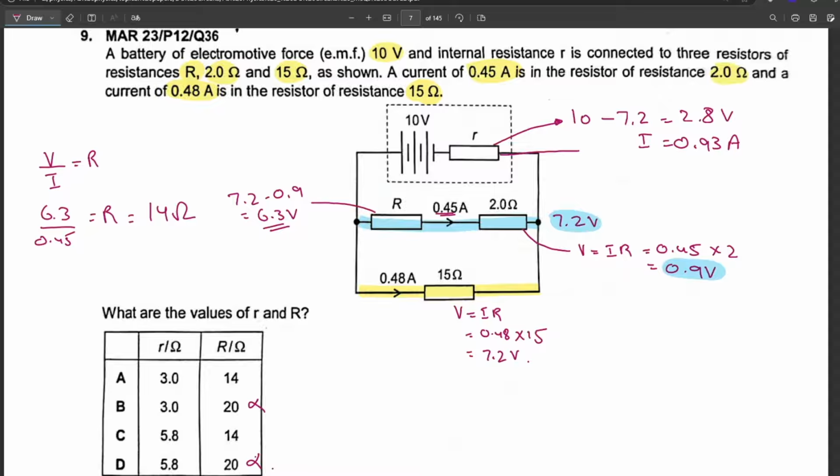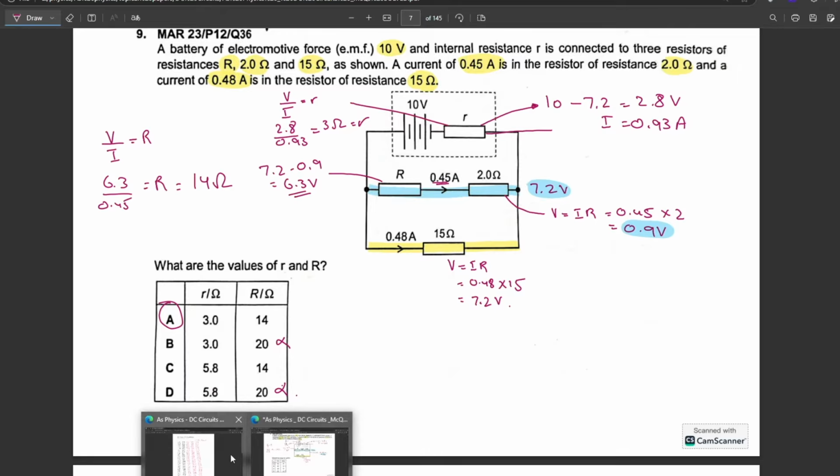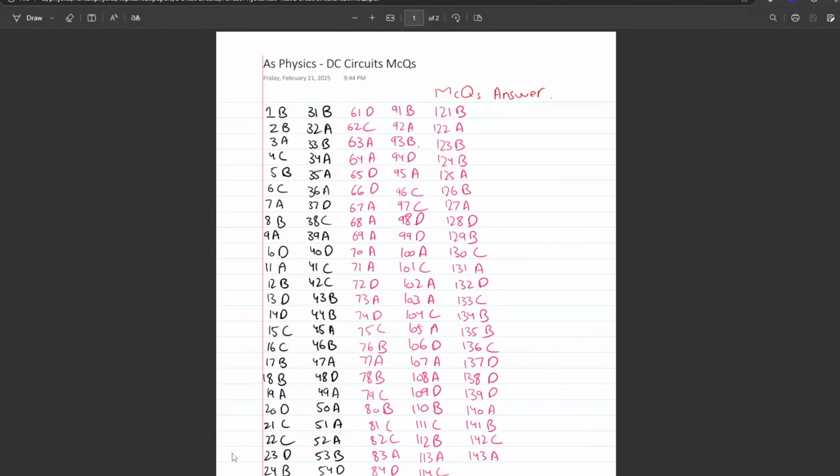Can you calculate the internal resistance? Yes. Voltage over current is equal to your internal resistance. Voltage is 2.8 divided by 0.93. Your internal resistance comes out to be 3 ohm. A is your answer. Simple as that. The answer to 7 is A. I have checked in the marking scheme as well.